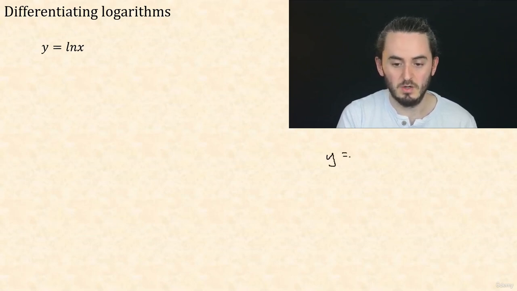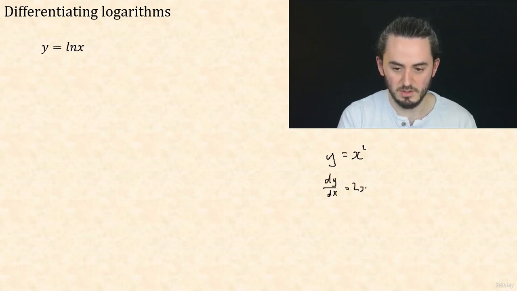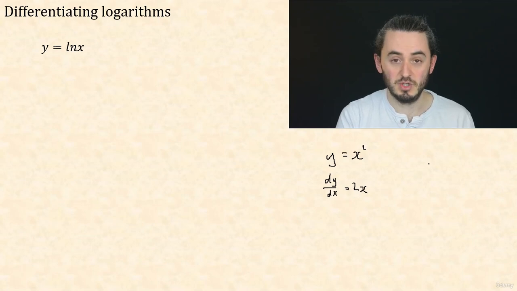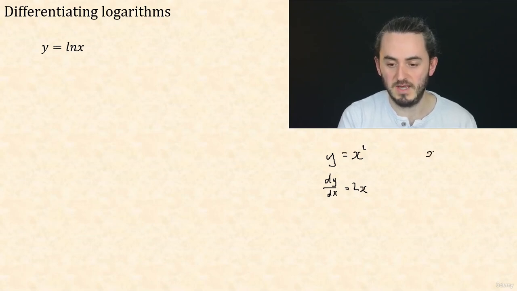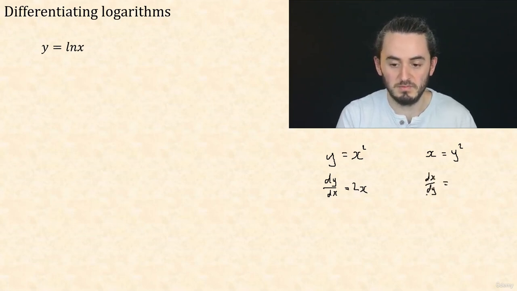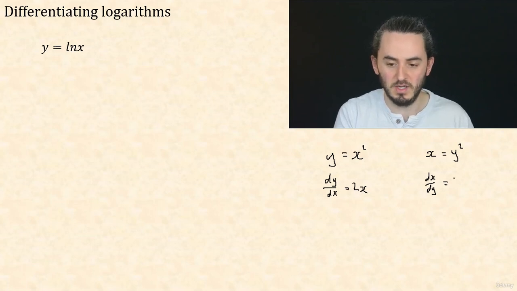Before I launch into this, you first need to understand that while we normally have functions like, for example, y equals x squared, and we can differentiate those in the normal way and get dy by dx equals 2x, in this case, we could just as easily have a function that was x equals y squared and find dx by dy. And what would that be? Well, I'm differentiating with respect to y, and I get 2y. So the letters aren't that important.